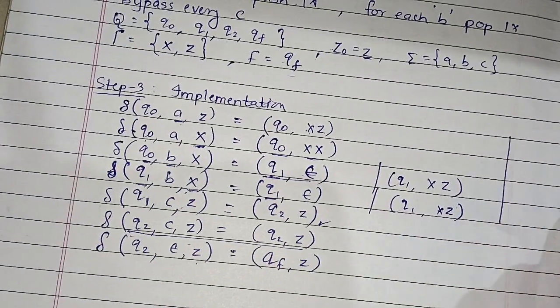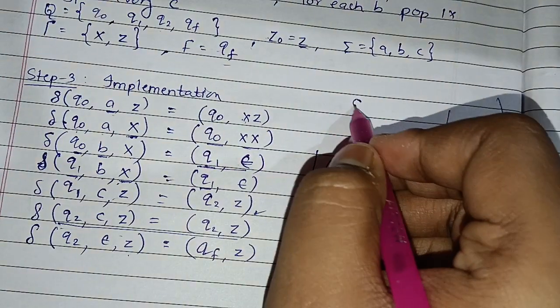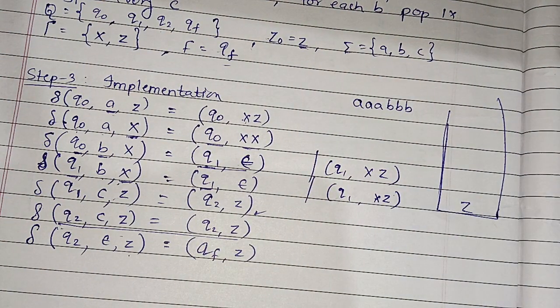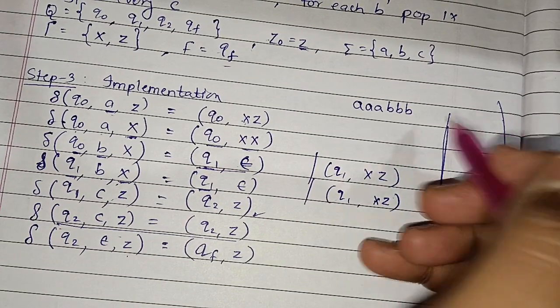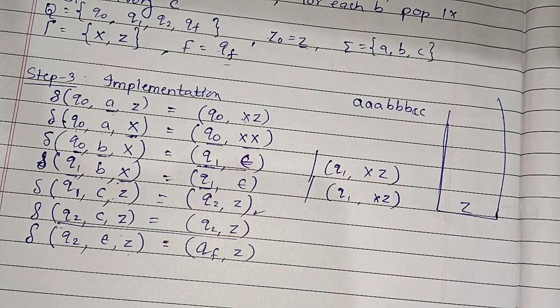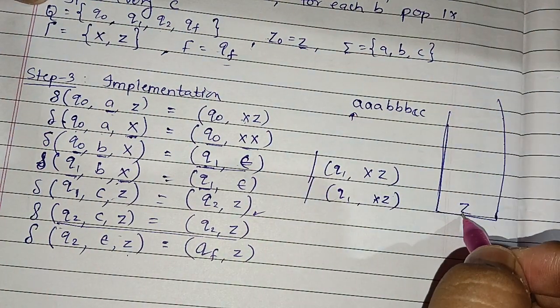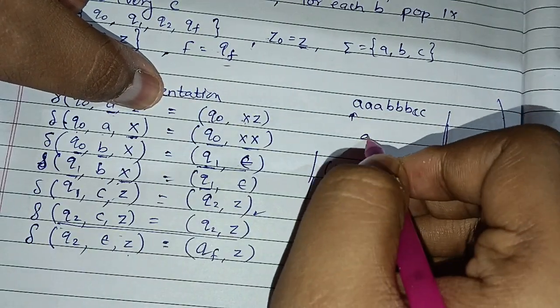q0 b x. Now see, I am taking an example here, it will help you to see Z. I am taking a a b b b. Okay, now I will put c also at the last, c c. I am taking two c's. Okay, now see, first a, stack top is Z, push 1x, in q0 only, in the q0 state.